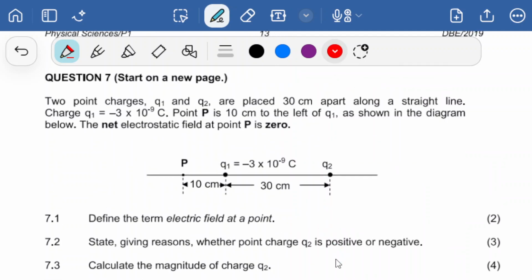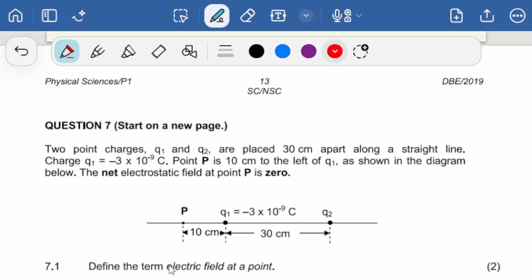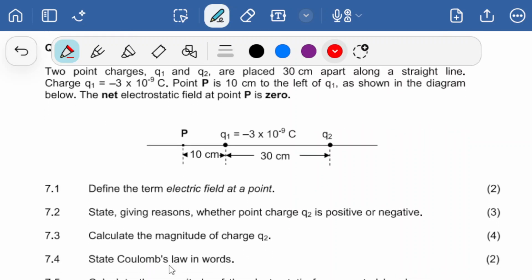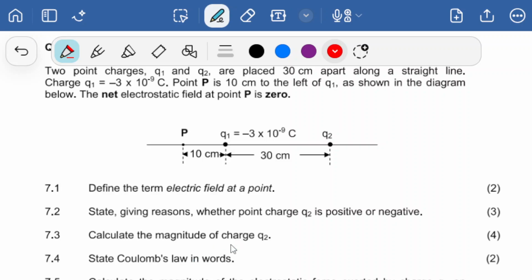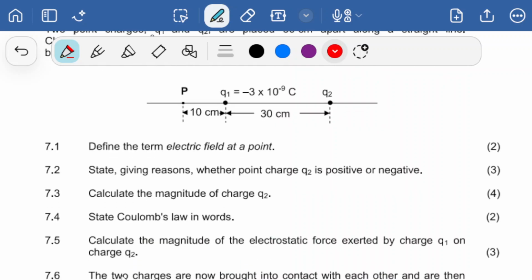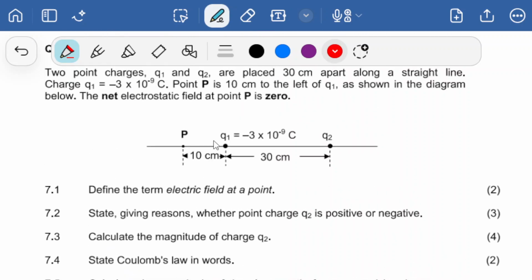Now 7.3. Calculate the magnitude of charge Q2. To calculate the magnitude of charge Q2, I'm going to make use of the electrostatic force at P.